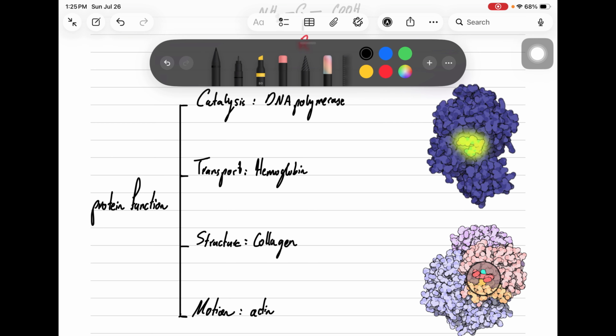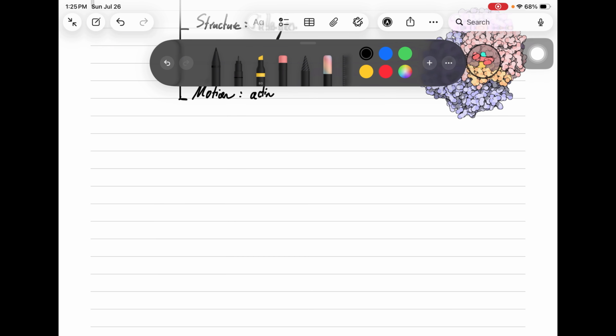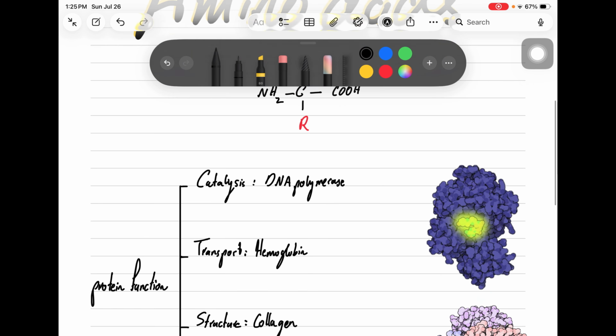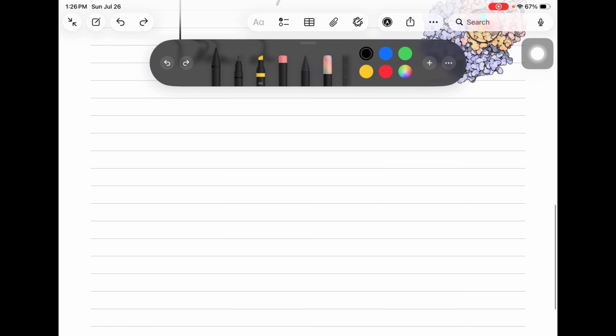So now let's talk about amino acids themselves. We have one structure and one variable group. Every single amino acid, all 20 of them, is built on the same exact skeleton. This is the skeleton that we are talking about, this one right here. So we're going to draw it first.